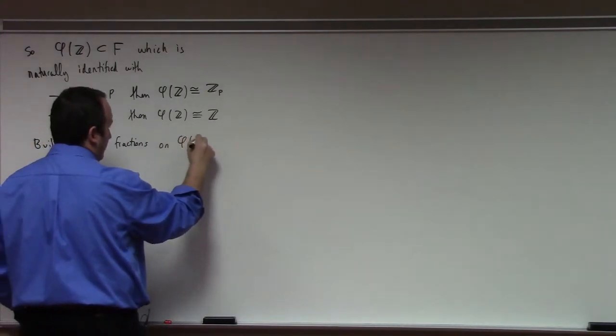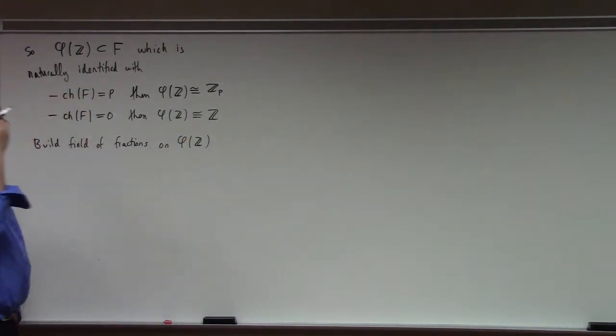On phi of z, right? See, phi of z is an integral domain. It's got no zero divisors. It's commutative. So we can do that field of fractions construction that we talked about last semester, right? And so that means that, if you build the field of fractions for the copy of, in the finite characteristic case, it's not especially interesting, is it? Because z mod p is already a field, so its field of fractions is itself. Right? Everything in there already has an inverse.